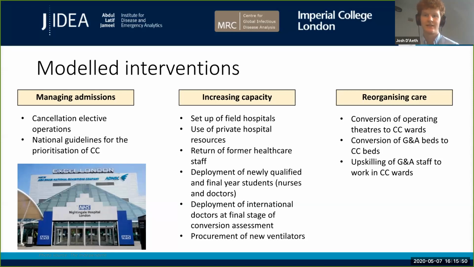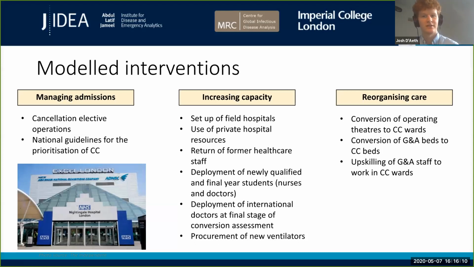Then the next category we look into are interventions which increase capacity. So these include field hospitals, such as the Nightingale here in the UK, and then the use of private hospital resources. This is smaller in the UK and will vary dependent on a country's healthcare system. We also look at bolstering staff through the return of former healthcare workers.